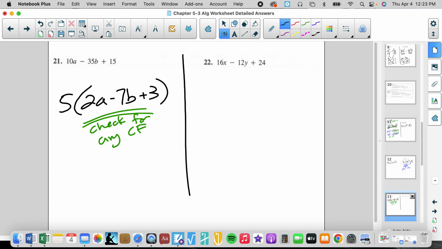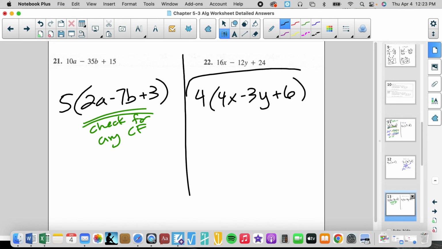16x, negative 12y, positive 24. 4 is my greatest common factor, I think. That gives me 4x minus 3y plus 6. We can look at the coefficients and the variables and see that no other number can be factored out.